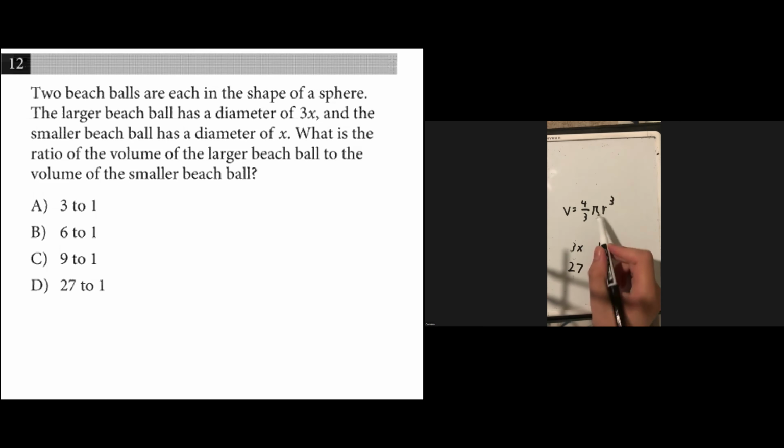This 4 over 3 pi is going to stay the same no matter what you do. These are all constants, they never change. The only thing that's changing is the radius, and since we're looking for a ratio, we can use easier numbers. If we were asked to find the actual volume, you'd have to work with finding the cube root of like 3 over 2, and they wouldn't ever ask you to do that without a calculator at least.